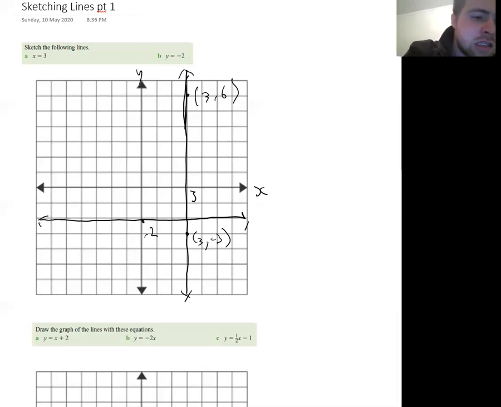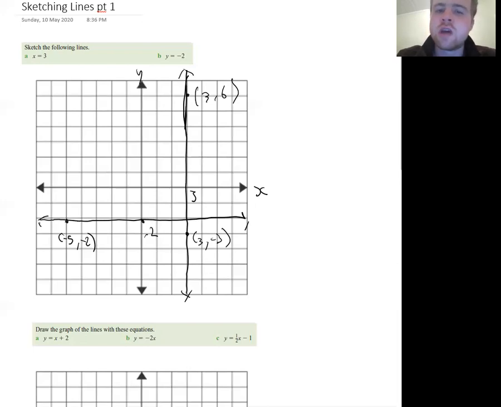So again, let's consider this point here. x equals minus 5, and then y is minus 2. Does it satisfy the equation? Yes, it does, because the y value is minus 2. So again, we can pick any point on that line, and it will have the y value of minus 2. So therefore, it's on the line.